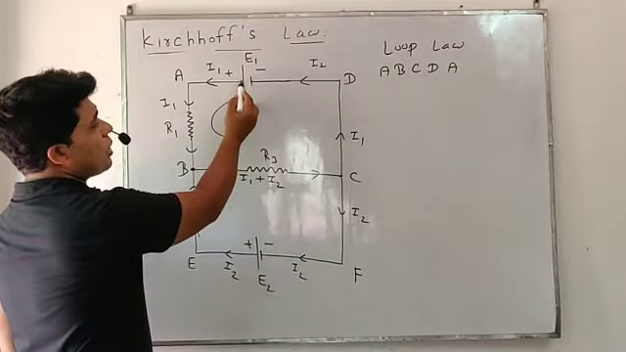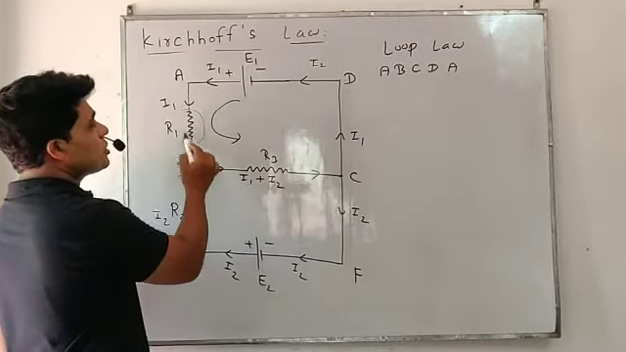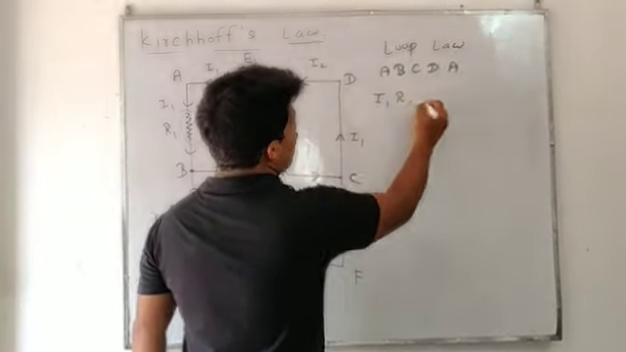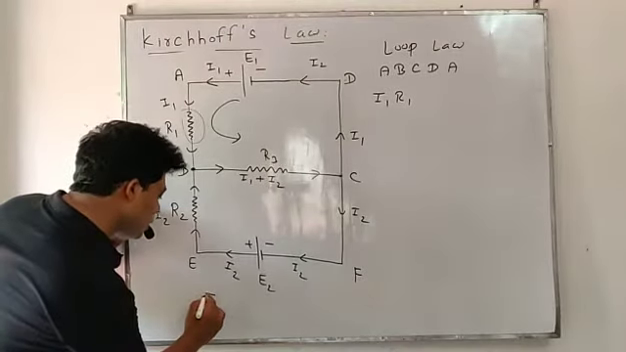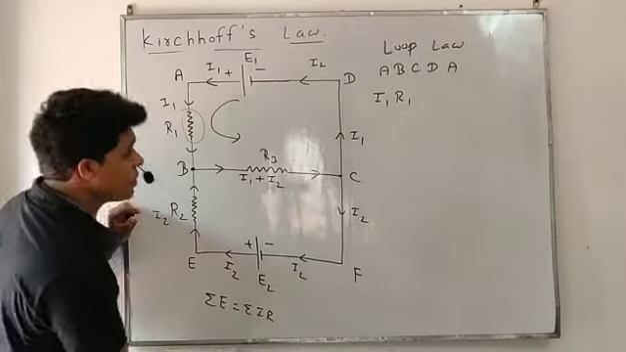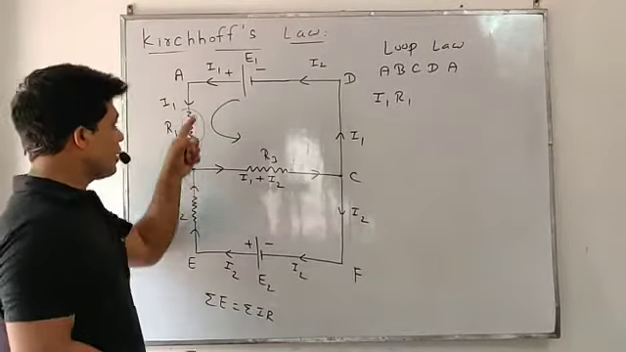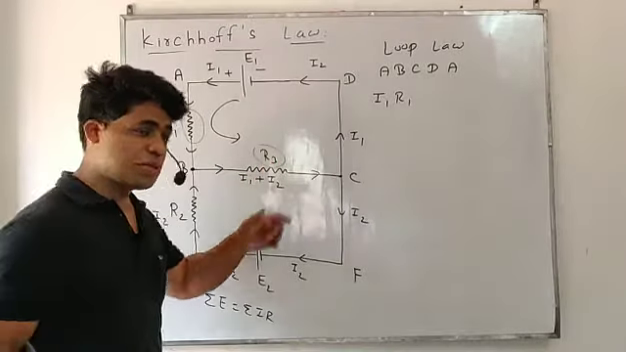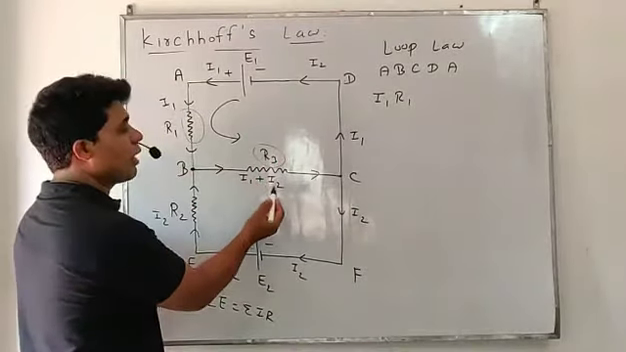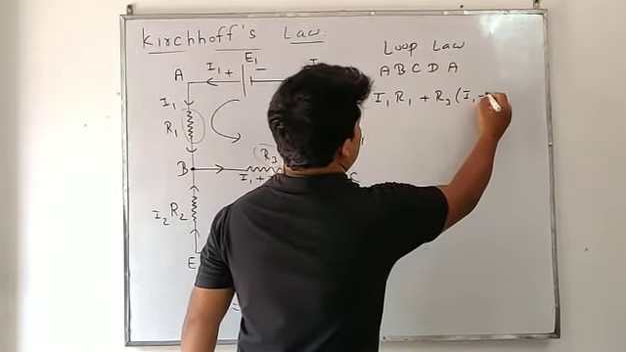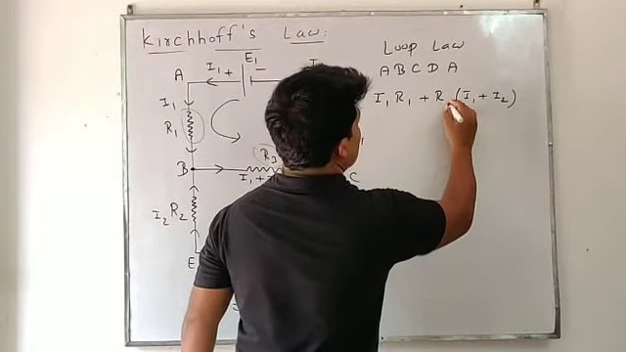I'm going to start here. The resistance is R1 and its current is I1, so there comes I1 R1, current multiplied with resistance, because sigma E equals sigma IR. Then we come to that side and complete our circuit, moving in this direction. Here the resistance is R3 and the current is I1 plus I2, so R3 multiplied by I1 plus I2.